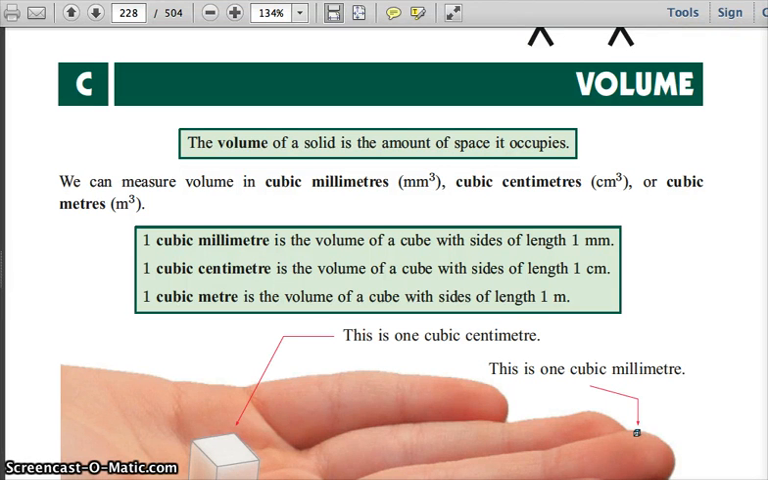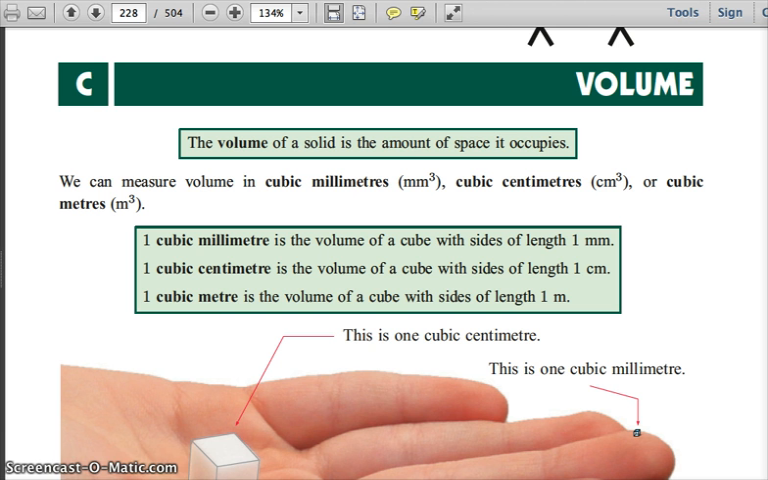Okay, who can tell me what surface area represents? What are we calculating when we're calculating surface area? Taylor, do you want to give that a go? The area of the surfaces, the area of every surface in a three-dimensional shape.